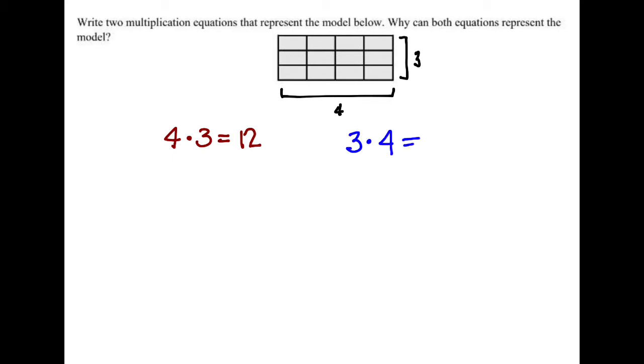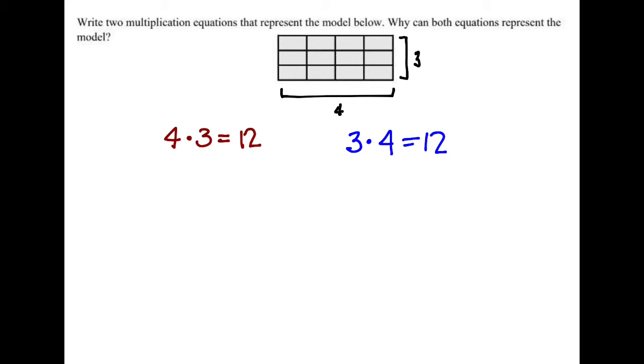So if we have 4 this way and 3 this way. Okay, so we could have 4 rows of 3 would give me 12, or we could have 3 rows of 4, which would also give me 12. And it depends on what you mean by rows, right?